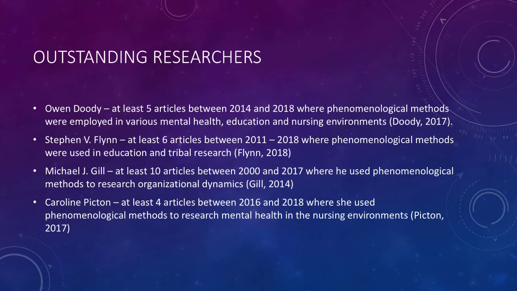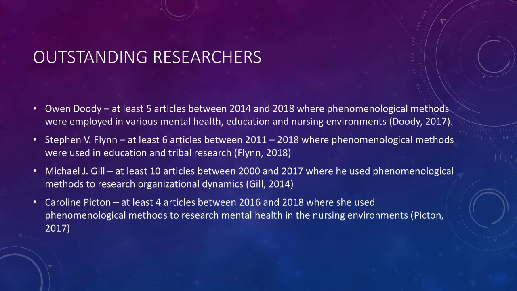A little bit different approach. Stephen Flynn has 6 articles between 2011 and 2018 where he utilizes the methods in education and tribal research. So where Owen spread his research out between multiple environments, Stephen was very focused on the tribal populations in the United States and their education experiences. But he is an established article journal producer, and it was really interesting to watch how his method very rarely strayed through those different articles.